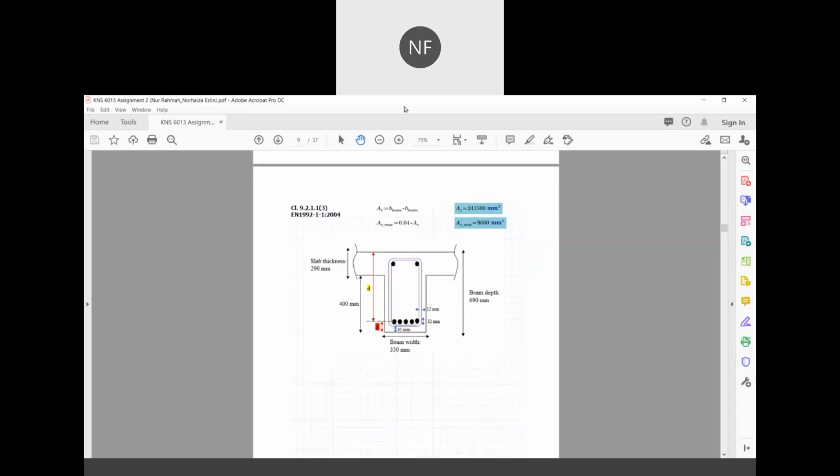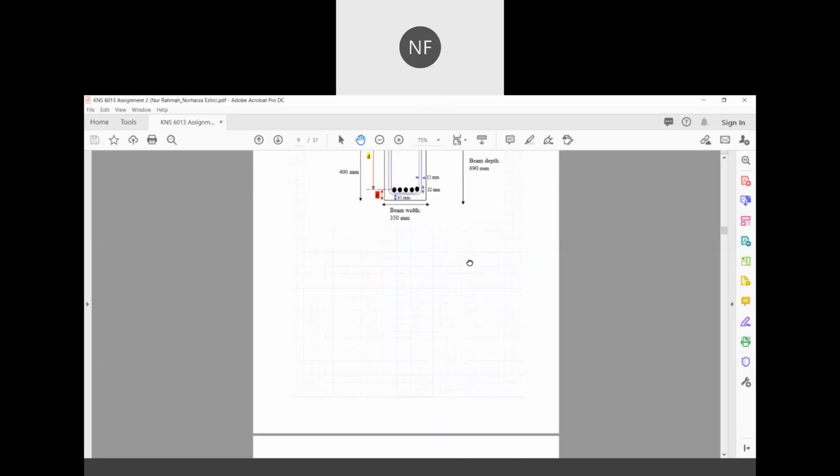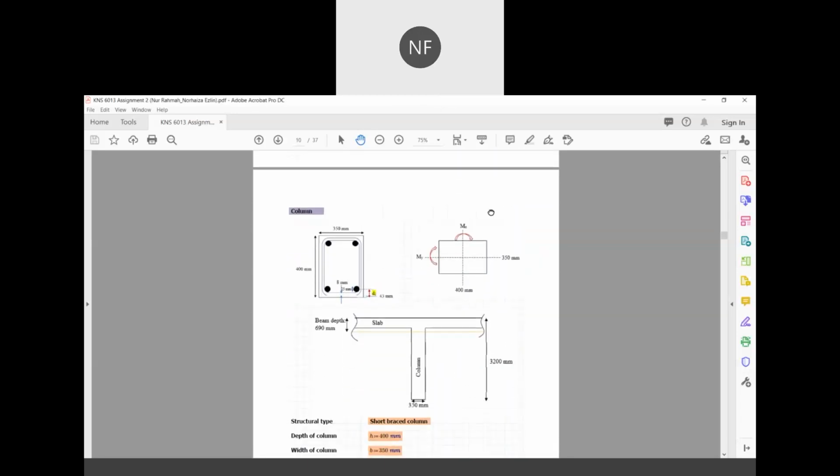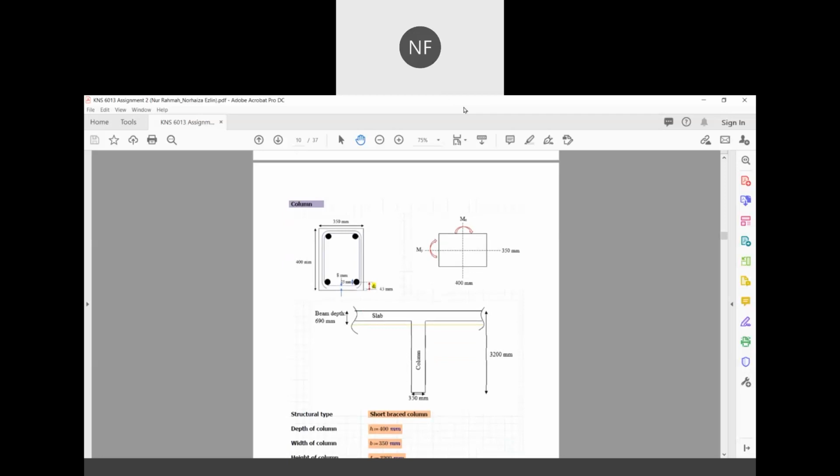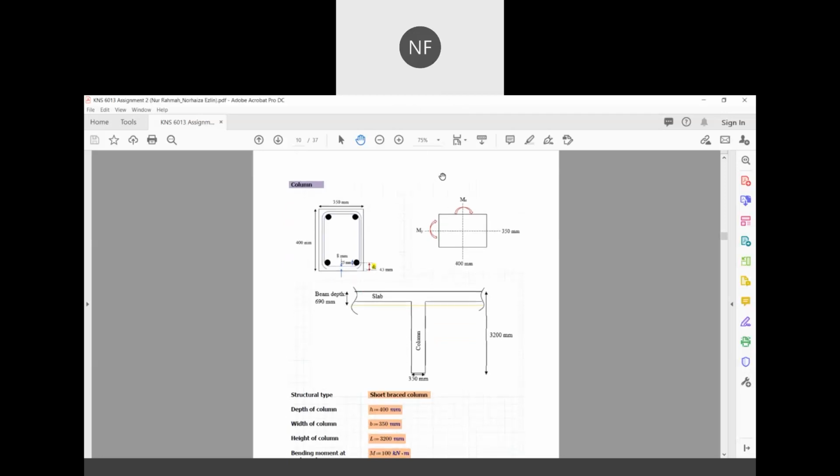Okay, so we're going to proceed to the column section of the same question. So here are the given data.